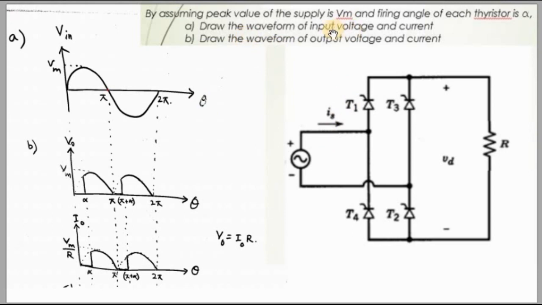So the input voltage waveform is something like this. Here we use a voltage source, so it doesn't matter whatever the circuit is, the input voltage will vary like this. We will skip the input current waveform for a moment and jump into part B. Draw the waveform of output voltage and current. First we will take this output voltage.